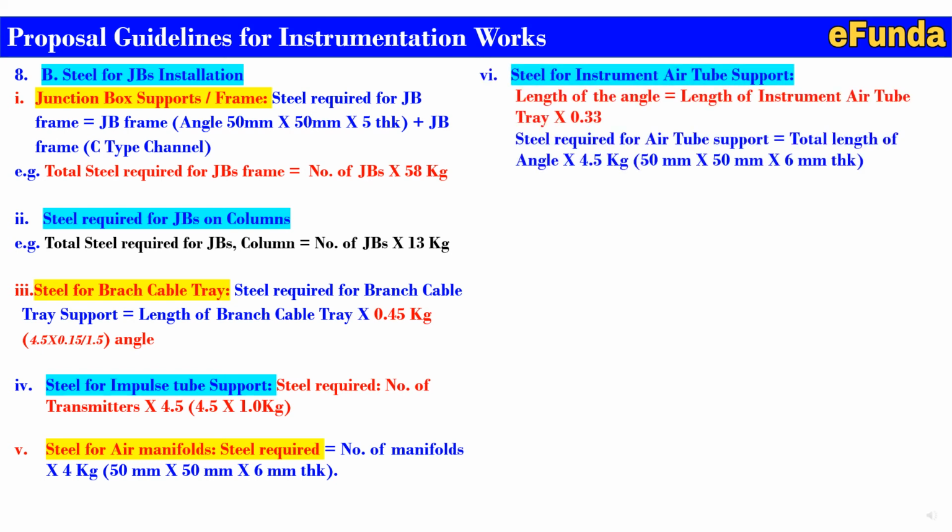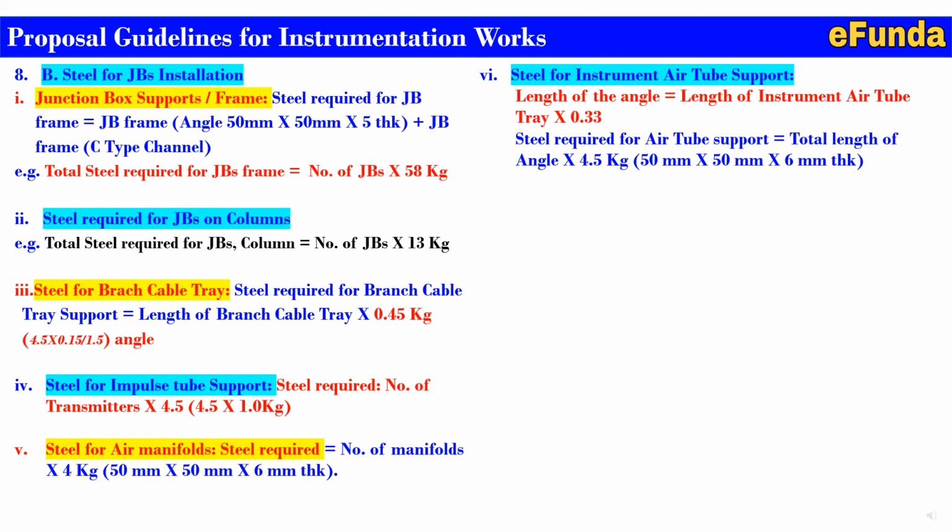Sixth, steel for instrument air tube support, that is the length of angle is equal to the length of instrument air tube tray into 0.33 as the multiplying factor. This is how steel required for instrument air tube support is found. Steel required for air tube support is equal to the total length of the angle into 4.5 kg, where a 50 mm by 50 mm by 6 mm thick angle is being considered.